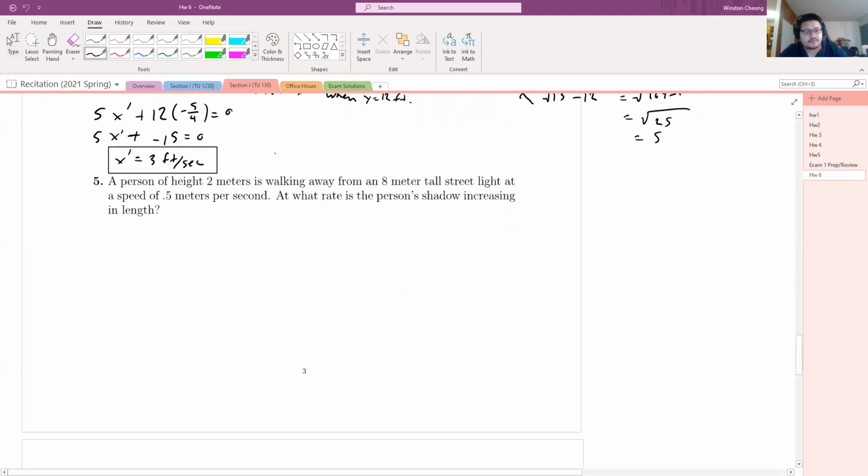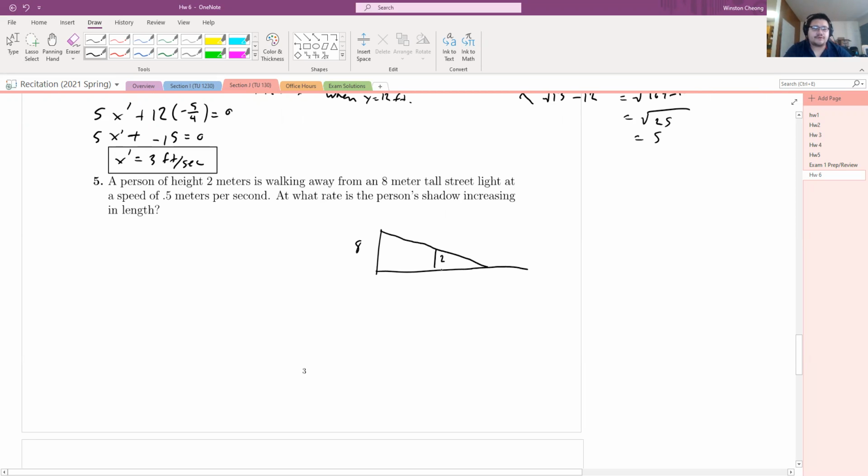Okay, so number 5, we have a person whose height is 2 meters. They're walking away from a street light, which is 8 meters. And we want to find the length of the person's shadow. So I definitely want to start by drawing a picture. Let's say this is the street light, and this is the person, height of 2, and there's going to be a shadow that's cast. It's going to hit the ground.